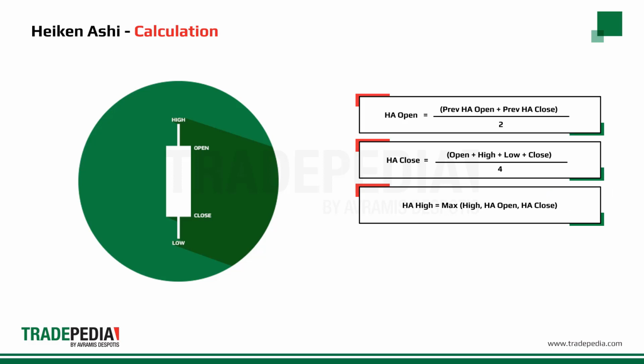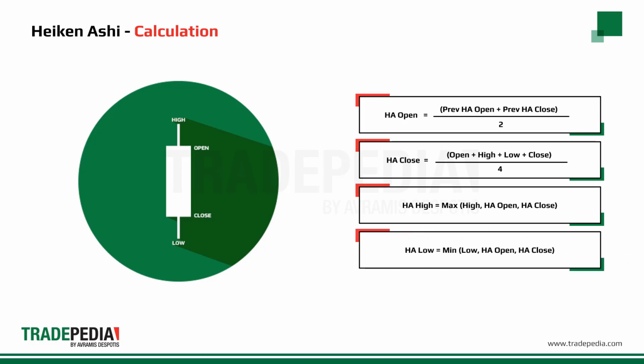The Heikin Ashi high is the maximum of 3 data points: the current period's high, the current Heikin Ashi candlestick open, or the current Heikin Ashi candlestick close. And the Heikin Ashi low is the minimum of 3 data points: the current period's low, the current Heikin Ashi candlestick open, or the current Heikin Ashi candlestick close.